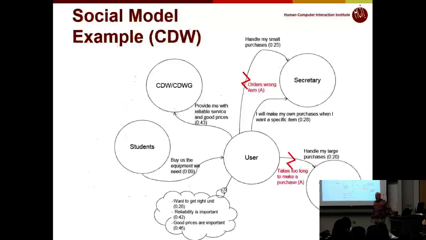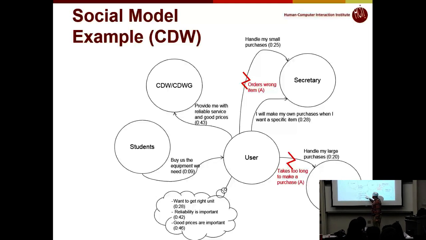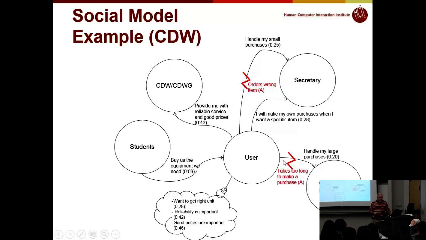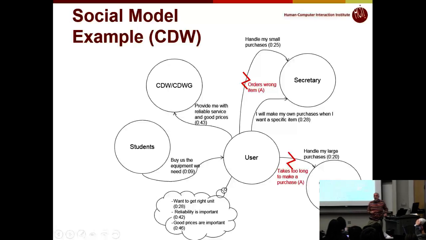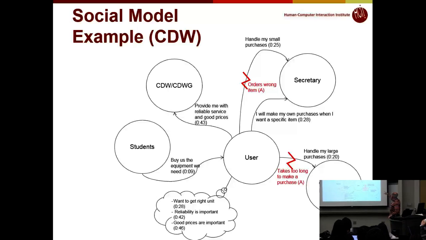So here's an example from CDW. The user's in the middle. And my thought bubble is I want to get the right unit. Reliability is important. Good prices are important. Okay, so this all comes out of the interview at the beginning of the video before we even started using the site. Similarly, most of this other stuff is also from the beginning. I said that computer facilities, I want to handle my large purchases. So again, the arrows are expressed as commands of what they're supposed to do.